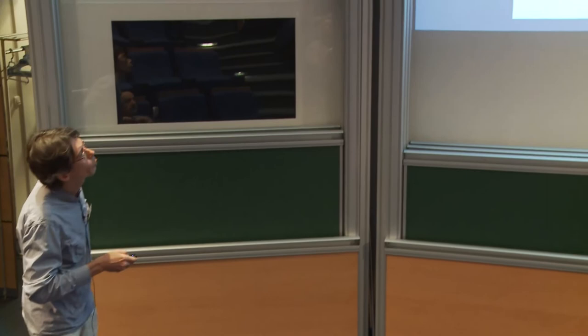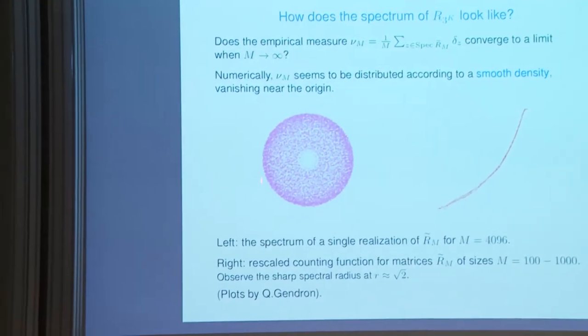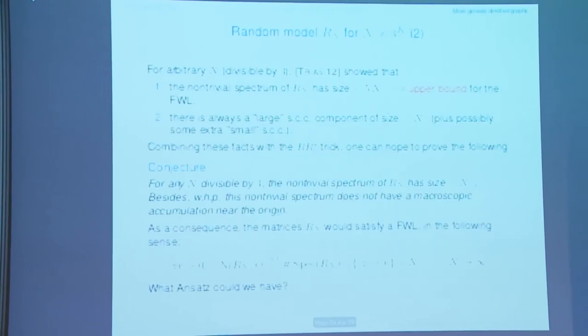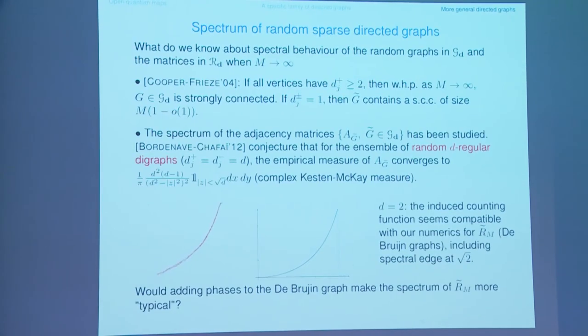And if you look back at my picture, this circle here, the spectral radius is really about square root 2. So my conjecture would be that here we randomize the connectivity, we randomize the topology of the graph, but there's no phase. Here we had a fixed graph, but we randomized the phase. And maybe the two types of randomization give you the same distribution, as in the case where we always have the same connectivity. That's the type of conjecture which one can make.